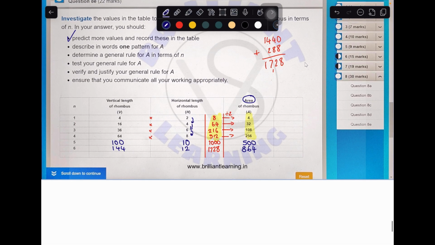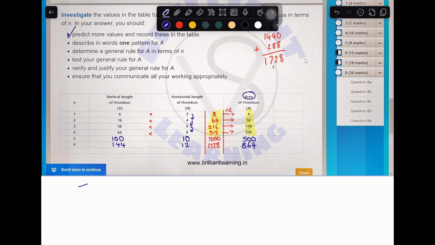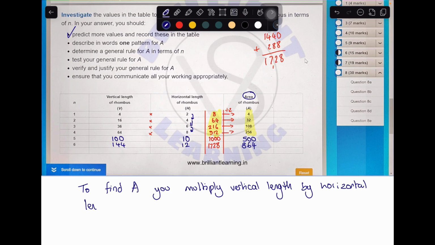Describe in words one pattern for A. So to find A, you multiply vertical length by horizontal length and divide by 2. Okay, so that would be one pattern for A.